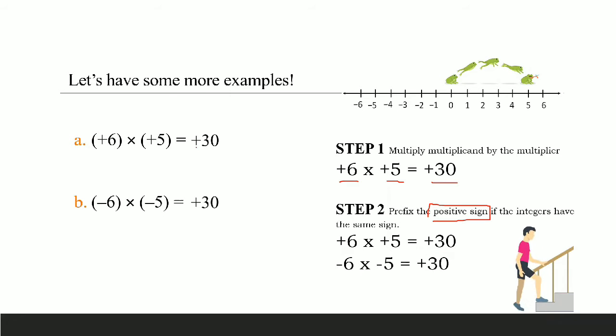Next is negative 6 times negative 5. Our answer is positive 30 because they have the same sign, which is negative. Negative 6, negative 5. Our answer is positive 30. Same sign, we will just prefix the positive sign.